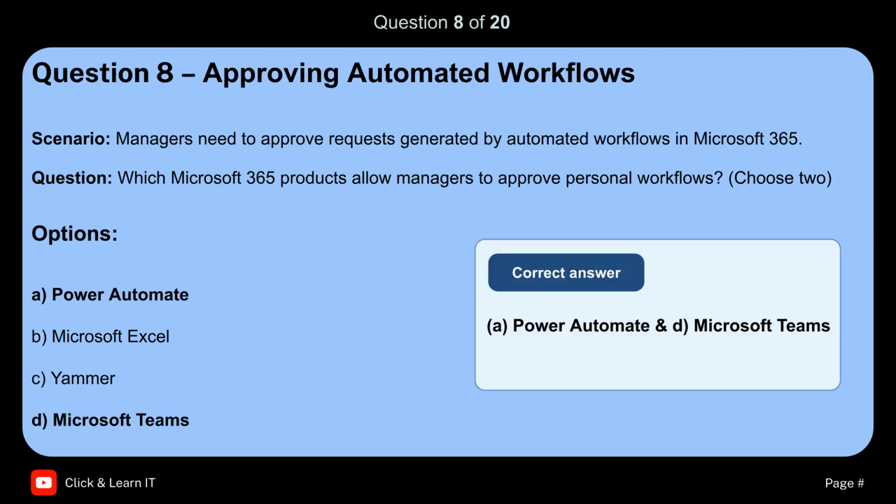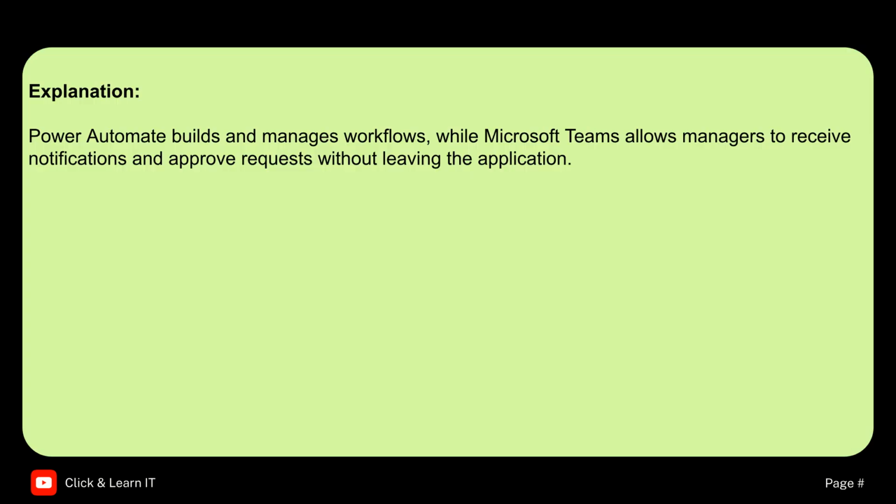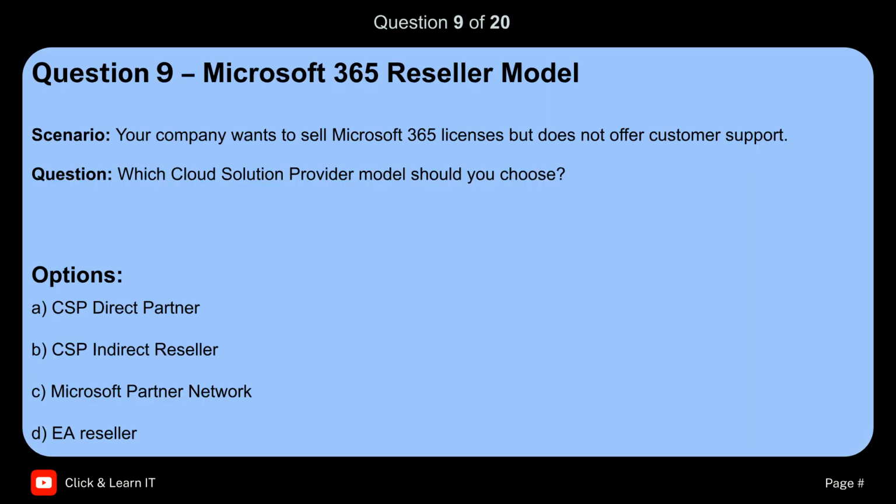The correct answers are A and D, Power Automate and Microsoft Teams. Power Automate builds and manages workflows, while Microsoft Teams allows managers to receive notifications and approve requests without leaving the application. Question 9. Your company wants to sell Microsoft 365 licenses but does not offer customer support.